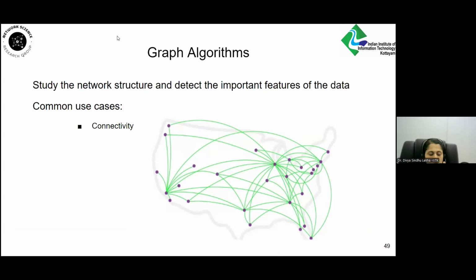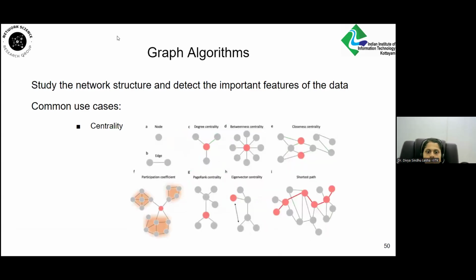Again, you can make use of graph algorithms, minimum spanning tree algorithms like Prim's or Kruskal's, and understand what the connectivity is between different regions. Another use case is understanding the importance of a particular node in a network.